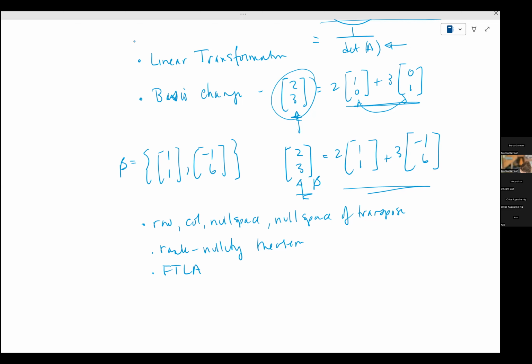I guess coming, I maybe should say that here is the idea of orthogonal.